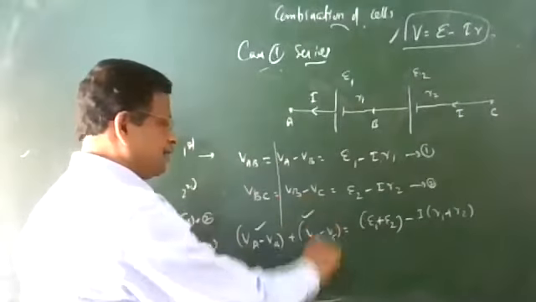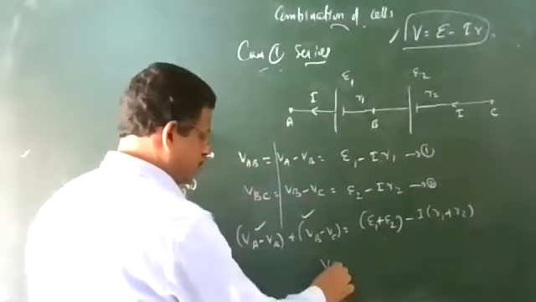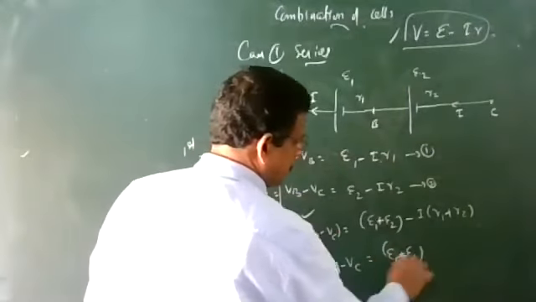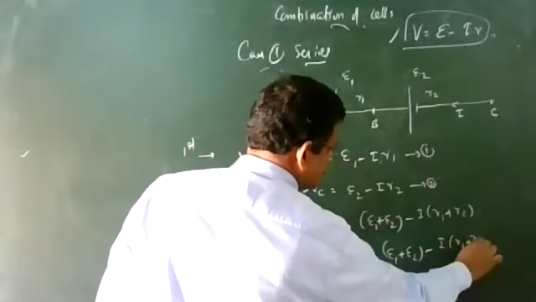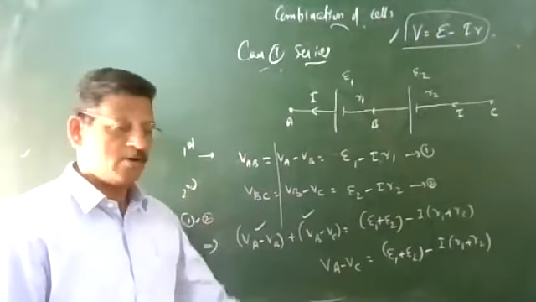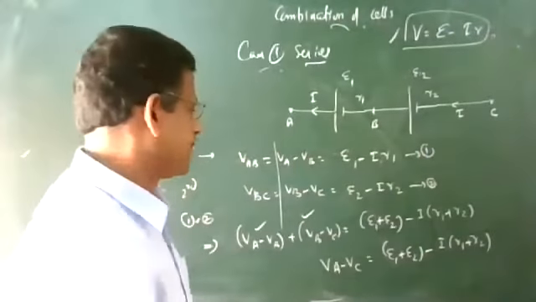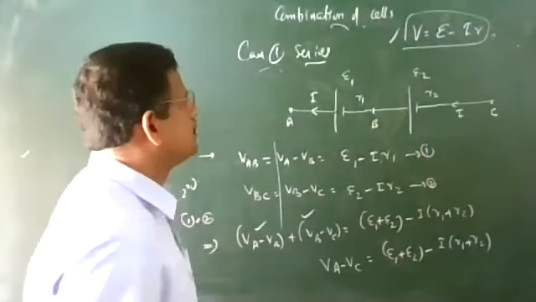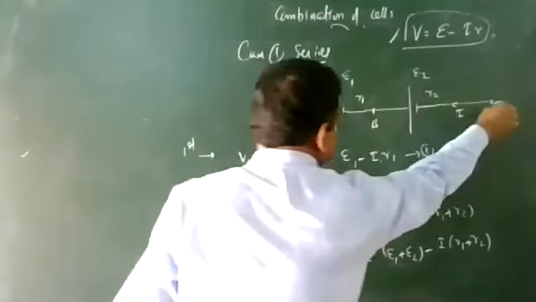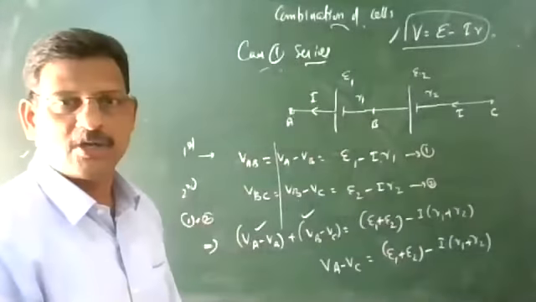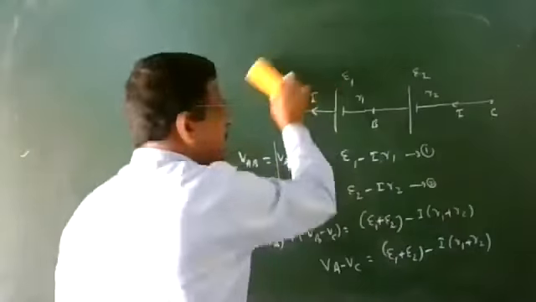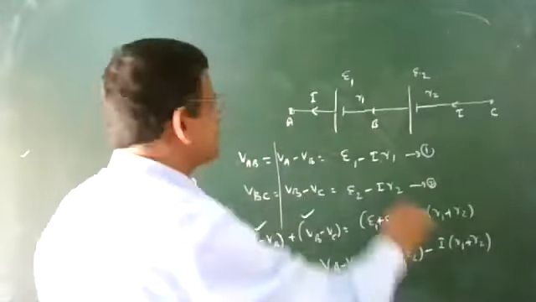Here minus VB plus VB cancel, we get the value as VA minus VC equal to E1 plus E2 minus I into R1 plus R. What is the meaning of VA minus VC? It is the PD between the points A and C. So instead of 2 cells there, I can replace the 2 cells with a single cell.